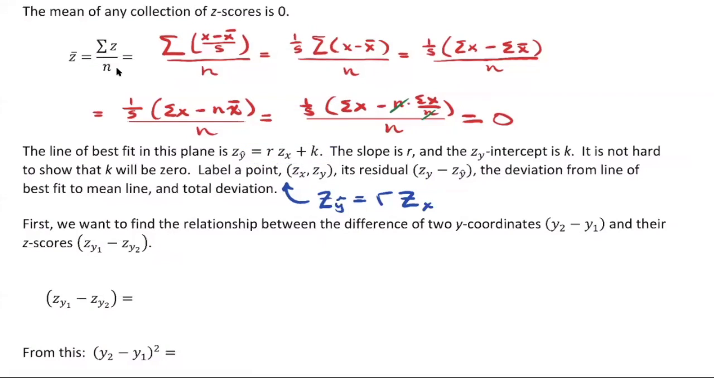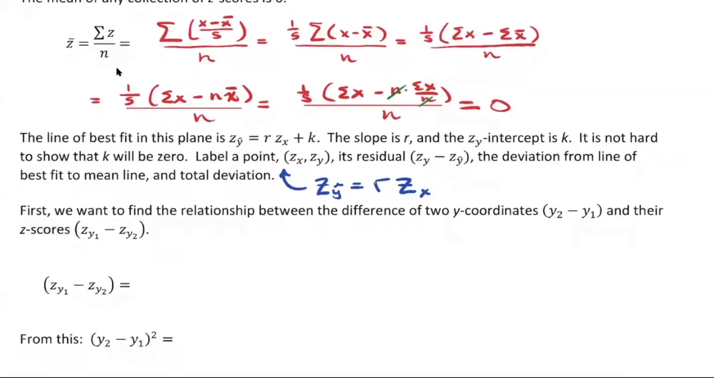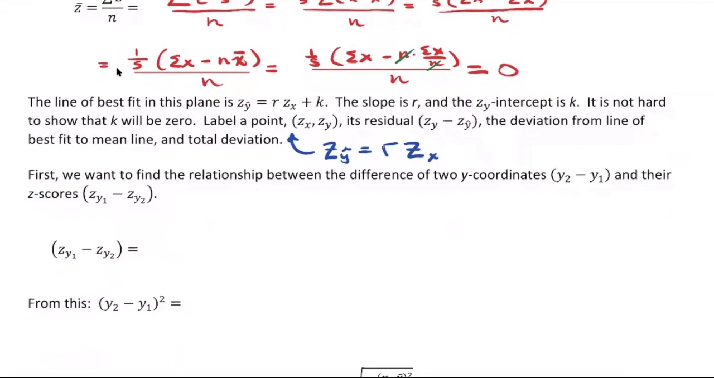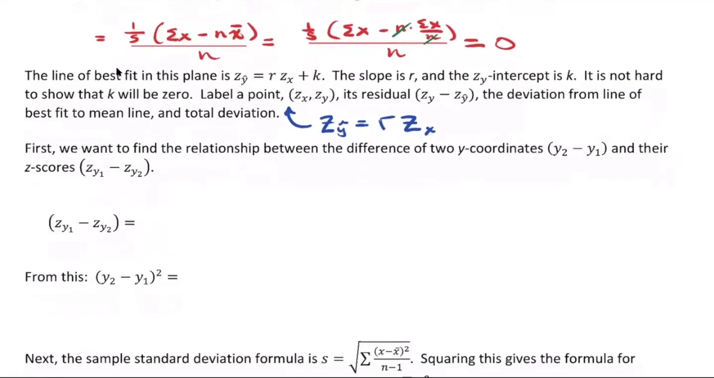It says to label a point zx, zy, it's a residual, zy minus zy hat. The deviation from the line of best fit to the mean line and the total deviation. I don't know that I need to do that. Let's go on. It says first we want to find the relationship between the difference of two y coordinates, y2 minus y1, and their z-scores, the z-score of y1 minus the z-score of y2.